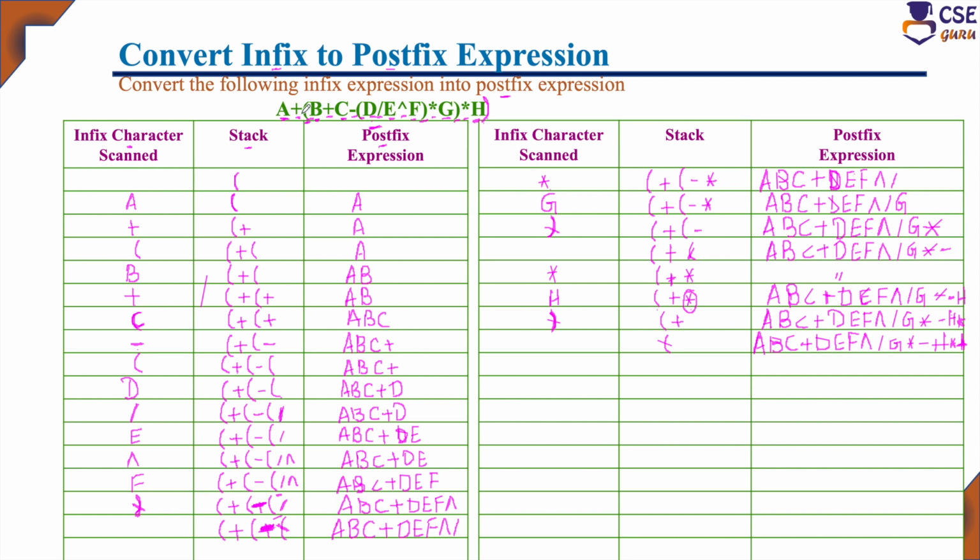And if you are checking, all the infix symbols we have scanned. Okay, and the stack is also empty. Now, this is the final postfix expression you will get: ABC plus DEF exponent division G star minus H star plus. So, this is the final postfix expression for this corresponding given infix expression. And this is the procedure to implement.